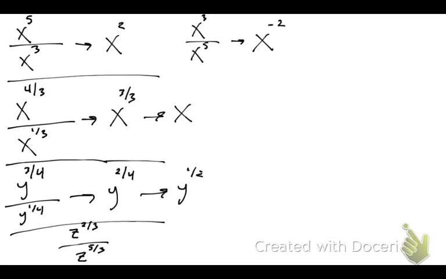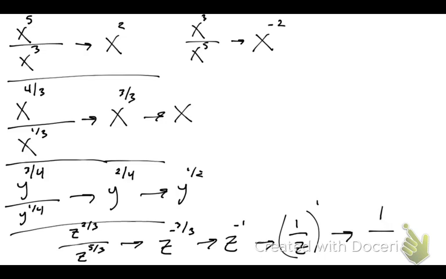We could write it as the square root of y if we wanted to, if we wanted it in radical form. And the last one, z to the 2/3 over z to the 5/3. Well, that would be z to the -3 over 3, which is the same thing as z to the -1. And that negative means take the reciprocal of the base. So it would be 1 over z, all to the first, which is just 1 over z. Our exponent properties haven't changed at all.